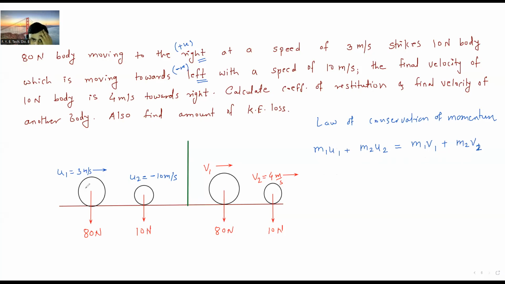So now if I put the values, suppose this is m1 and this is m2. For m1, 80 newton, so the mass is 80 divided by 9.81, into u1, the velocity, 3, plus here it is 10 divided by 9.81 into u2. u2 is minus 10 because it is moving towards left. Is equal to again m1, 80 divided by 9.81 into v1, we don't know the value, plus m2, 10 divided by 9.81 into v2. What is the value of v2? It is moving towards right, so 4. So here the only unknown is v1. Therefore, if you solve this, you will get the value of v1.